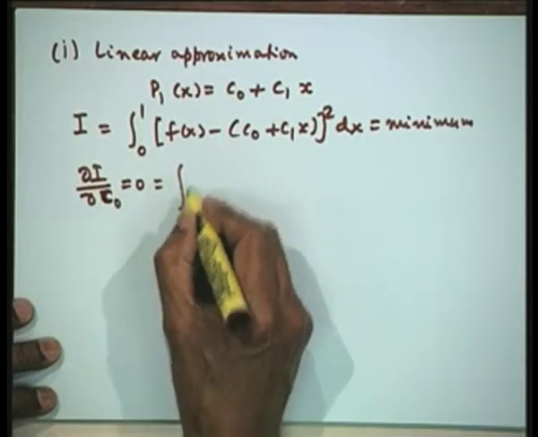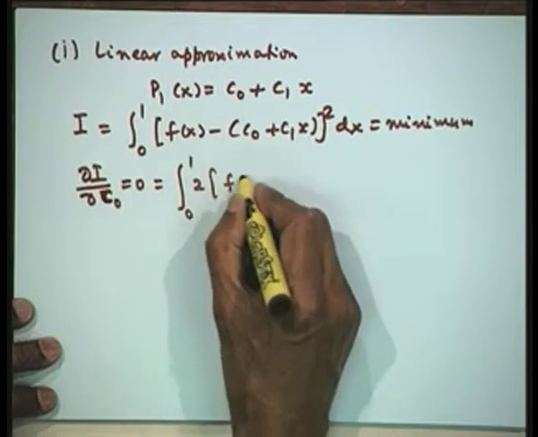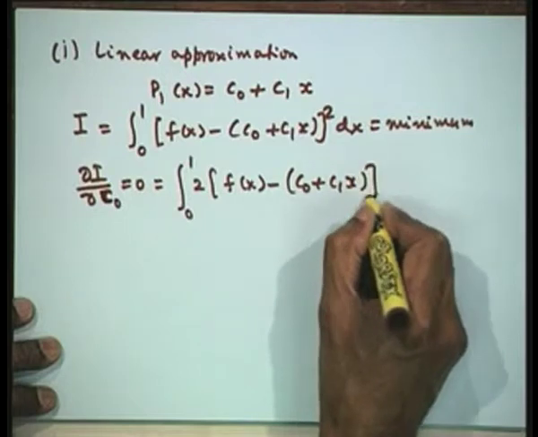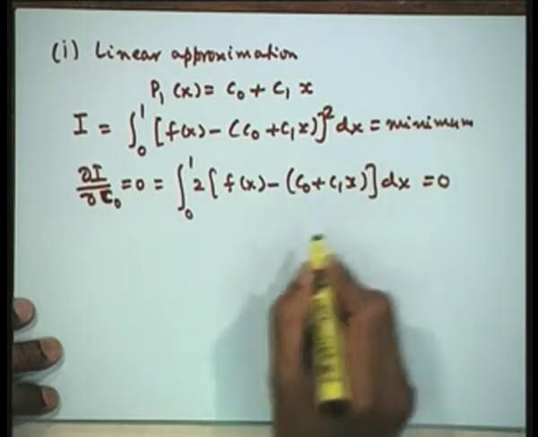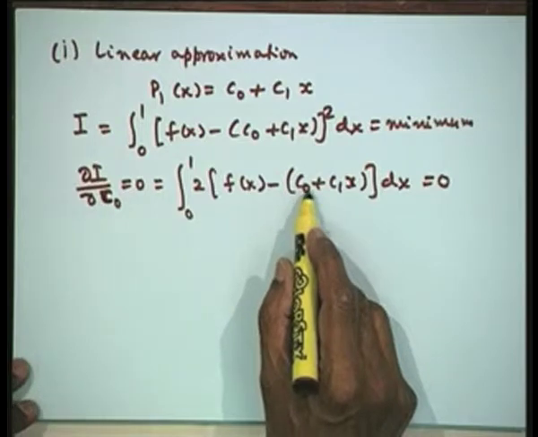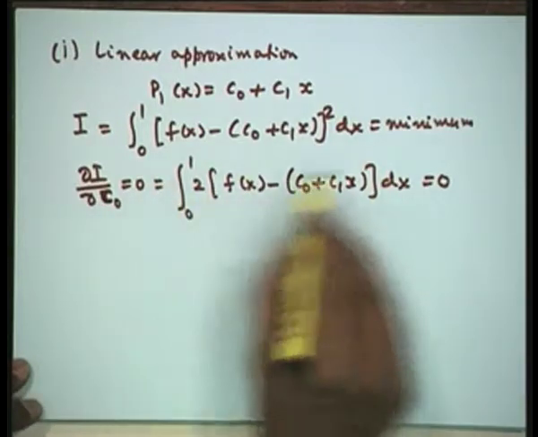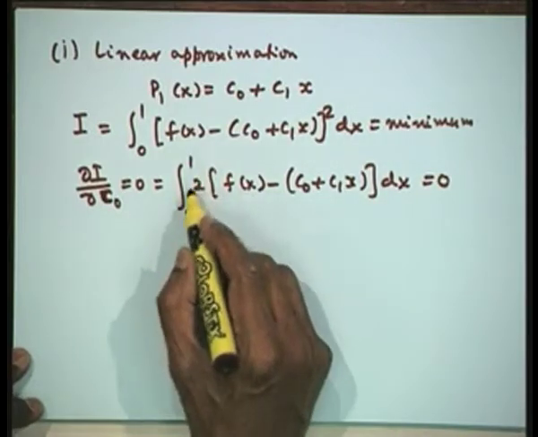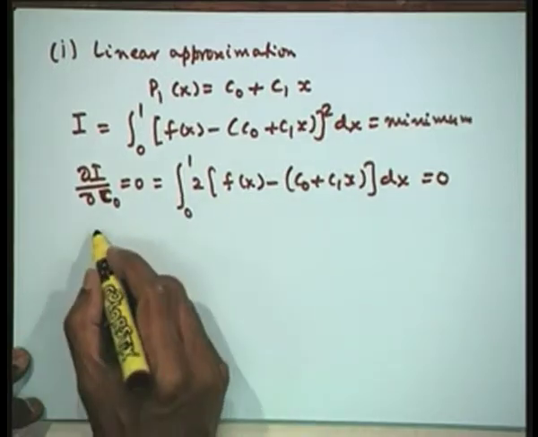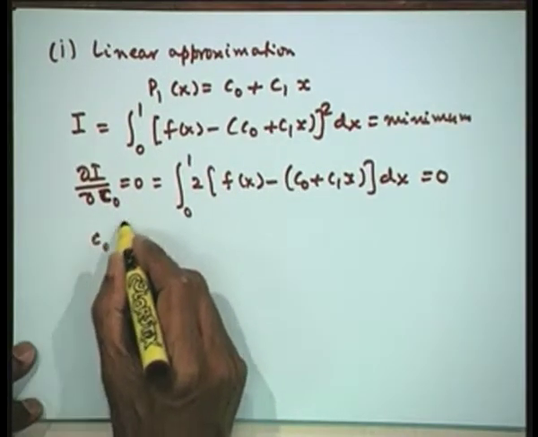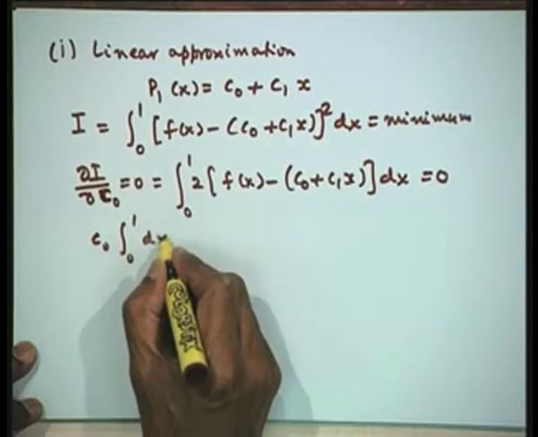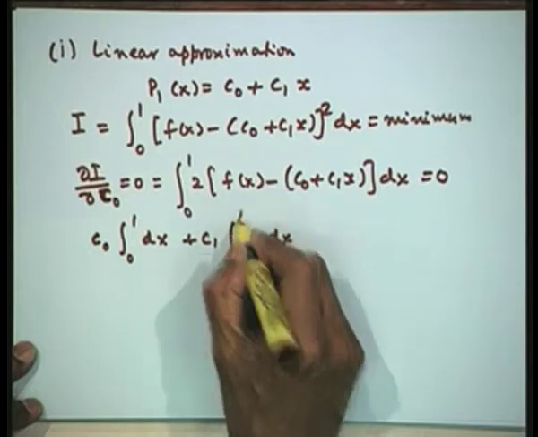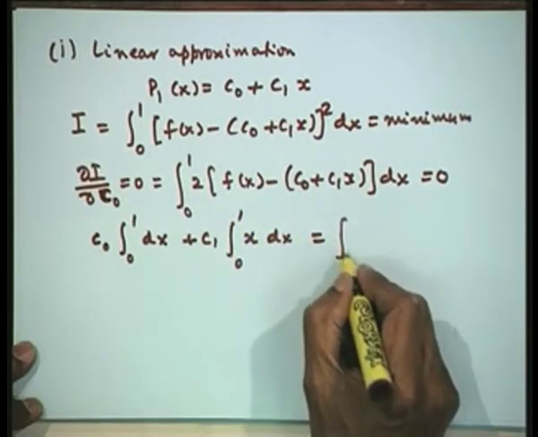So, I can now differentiate this: 2 times f x minus C naught plus C 1 x dx is equal to 0. I have differentiated with respect to C naught. So, I have a minus sign which I have cancelled throughout. I can cancel 2 also from here. So, what I have here is C naught integral 0 to 1 dx plus C 1 integral of x dx, and this is equal to the right hand side, integral 0 to 1.